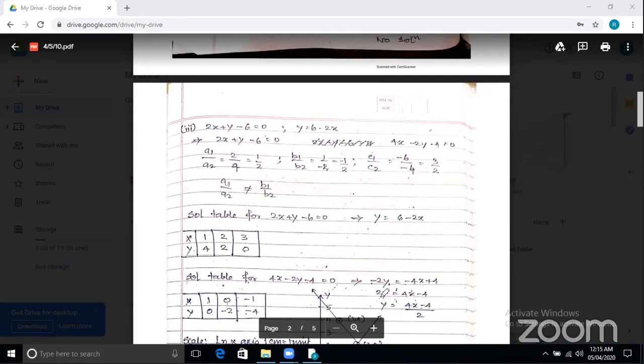Now, sir, I want only y. Therefore, this 2 will be divided, 2y. Any doubt? Therefore, y is equal to 4x minus 4 divided by 2. Any doubt? No doubt, sir. Okay.